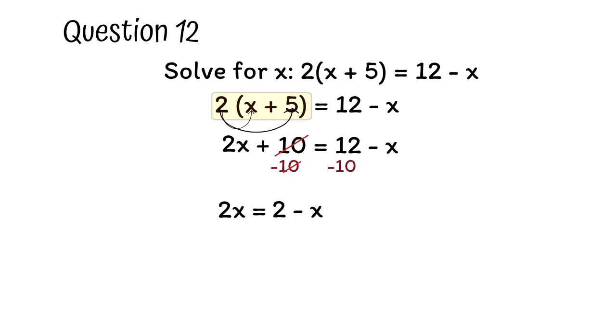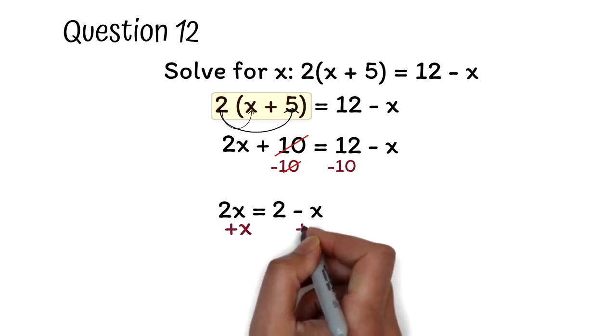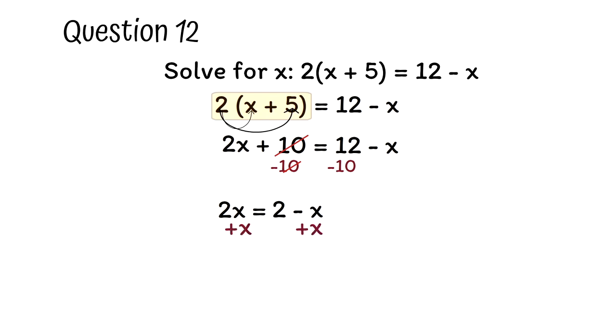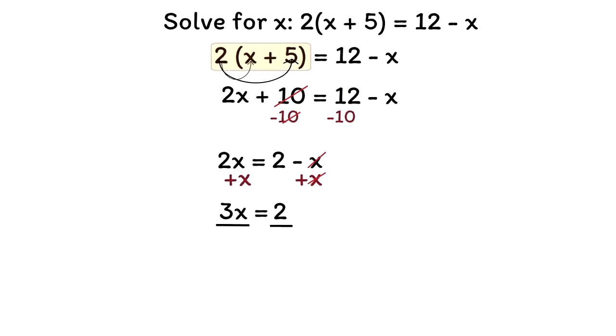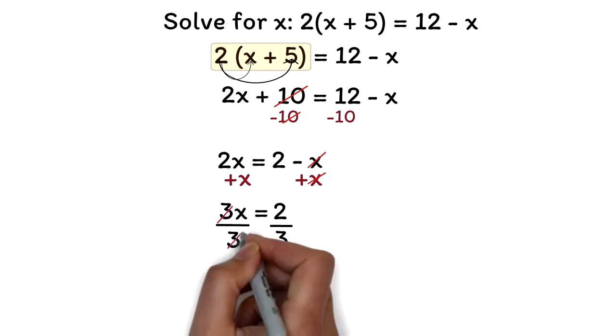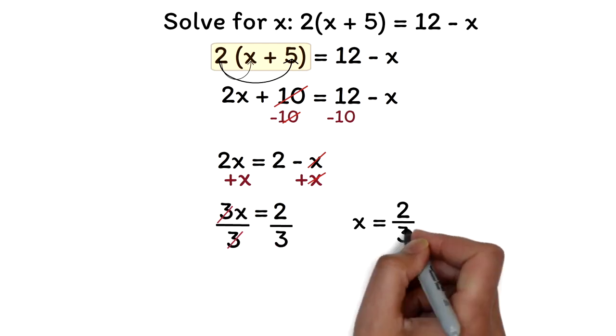Minus x. To find x by itself, we add x to both sides of the equation. At the left side, 2x plus x is 3x, and at the right side, positive x will cancel negative x, remaining 2. Now we can divide both sides by the coefficient of x, which is 3. 3 will cancel 3, leaving x equals 2/3.